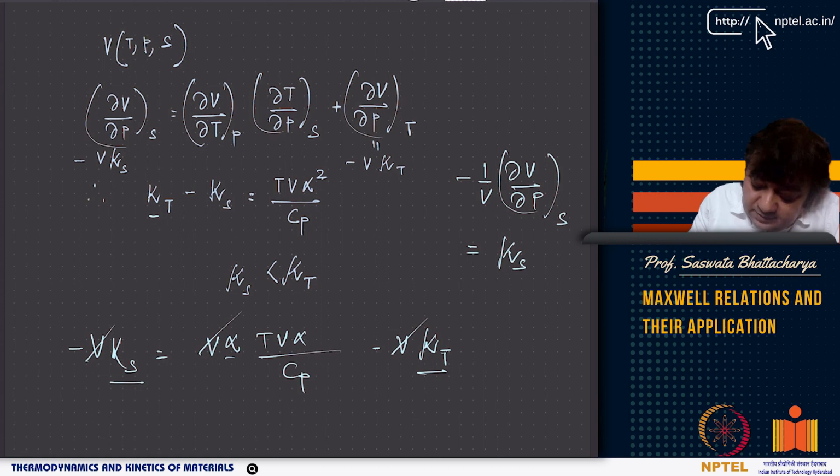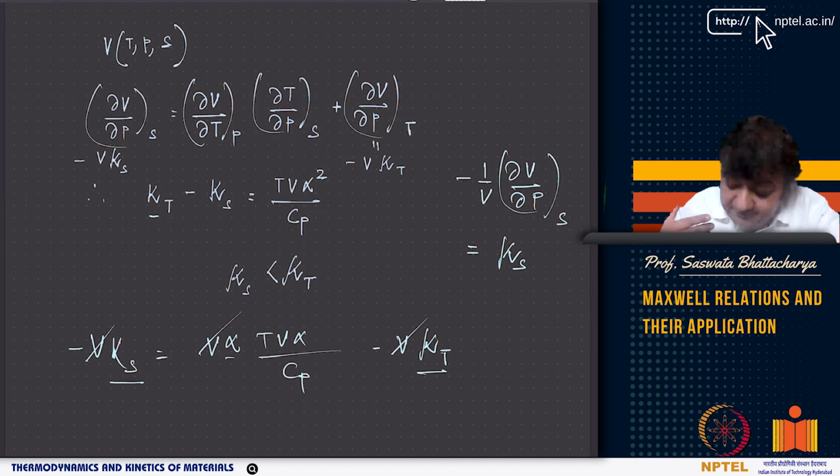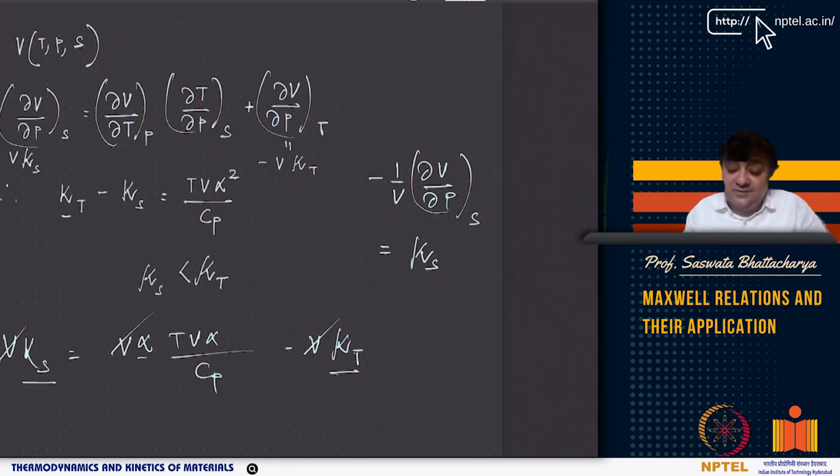So you have now a relation between isothermal and adiabatic compressibility and the volumetric thermal expansion coefficient, heat capacity, volume and temperature. So this is something that we can immediately appreciate, that T is positive, V is positive, Cp is positive, and alpha is positive. So in that case, kappa S, the adiabatic compressibility, will always be less than isothermal compressibility.